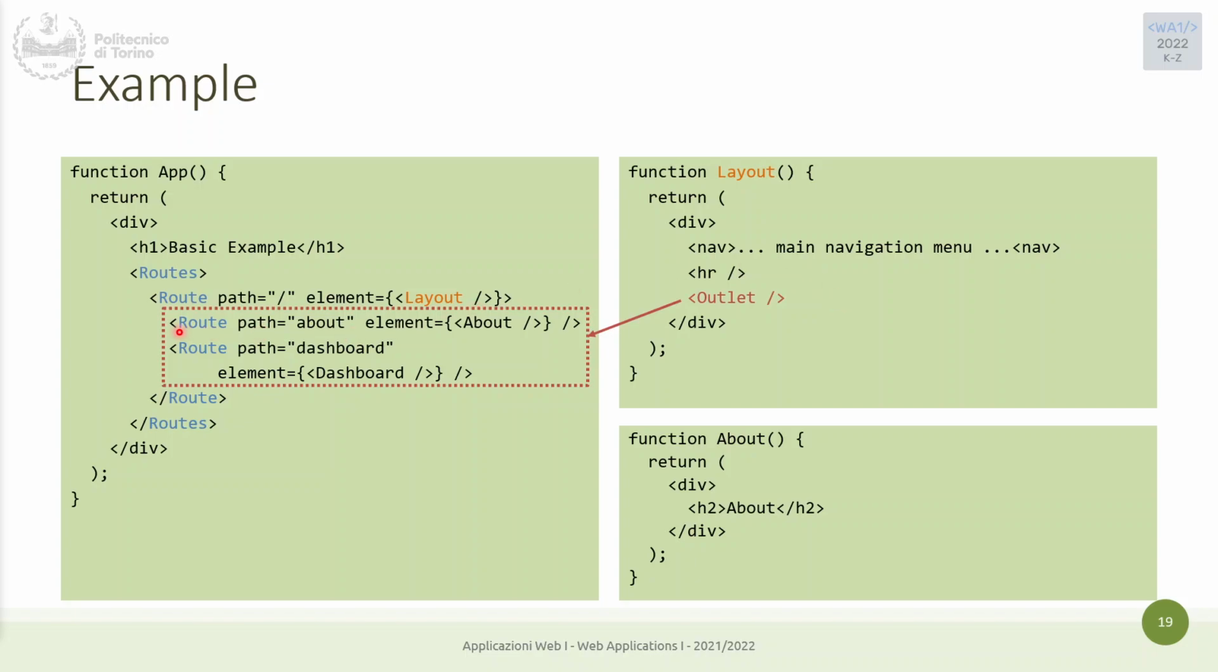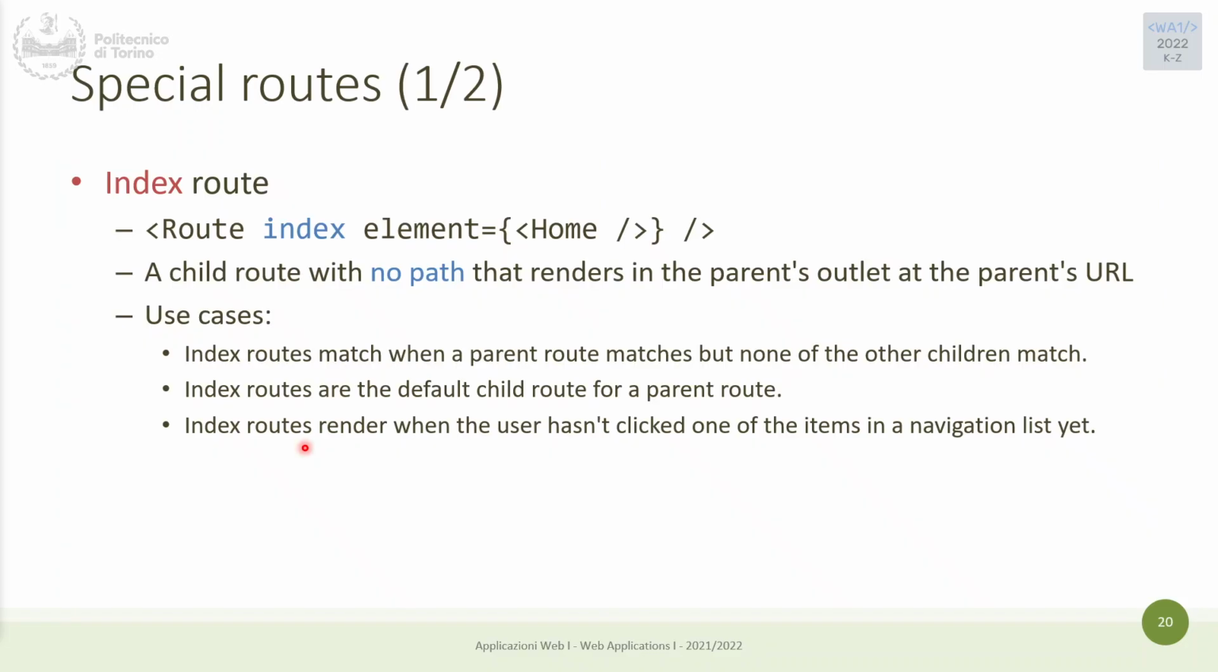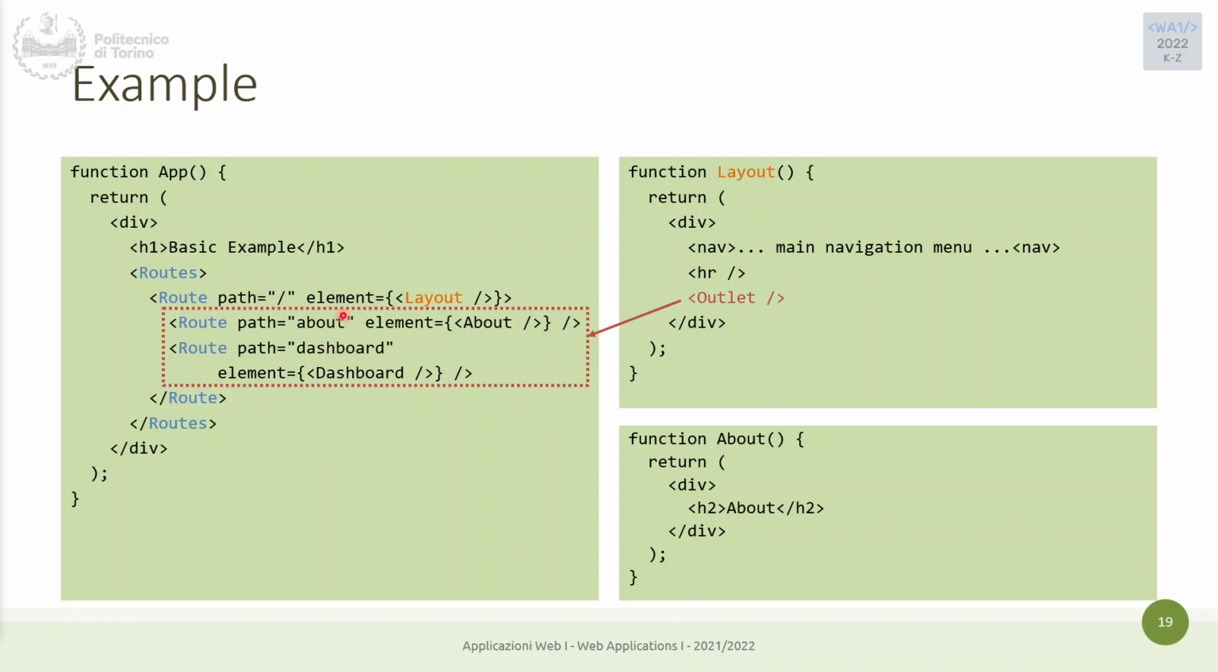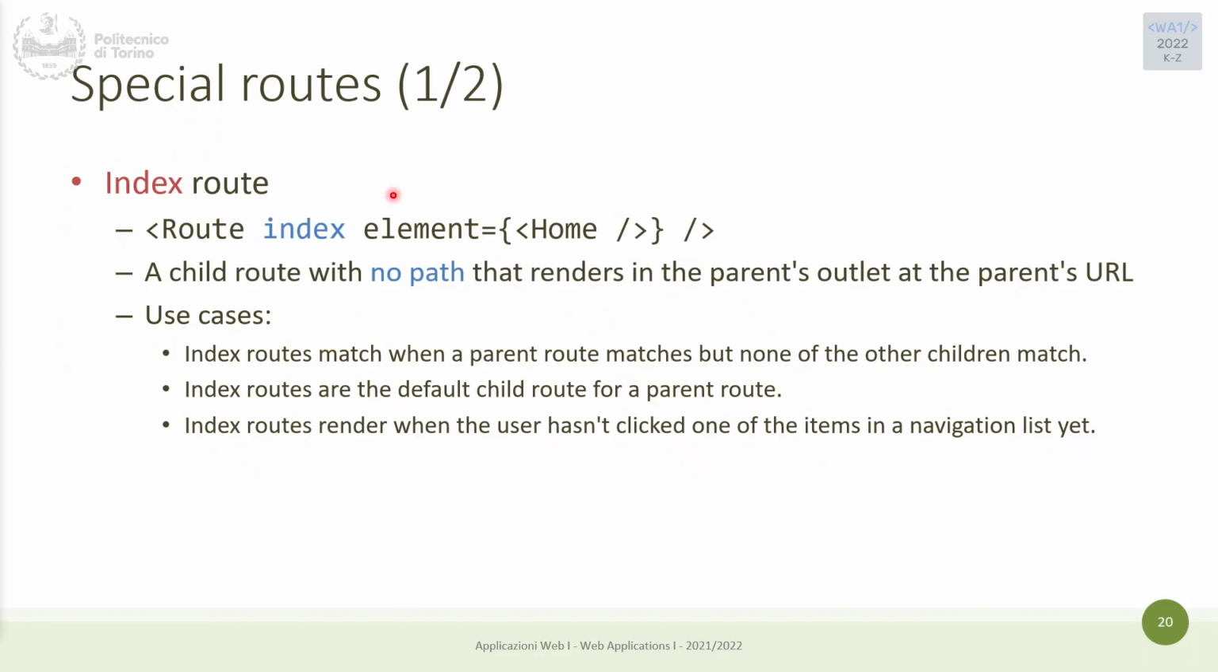But imagine to remove this route, or to not give a path to this route. What happens when you specify slash? Nothing will be rendered, because you do not have a default behavior. And you can create something default using this index element. Imagine, for instance, having about and dashboard. What is rendered when you hit about slash? Nothing. Introducing this kind of tag will give us the possibility to render something.